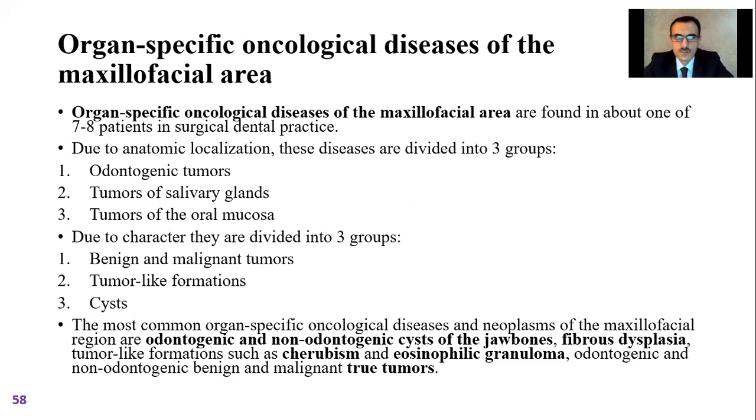Organ-specific oncological diseases of the maxillofacial area are found in about 1 of 7 to 8 patients in surgical dental practice. Due to anatomic localization, these diseases are divided into 3 groups. First, odontogenic tumors. Second, tumors of salivary glands, and third, tumors of the oral mucosa. Due to character, they are divided into 3 groups: benign and malignant tumors, tumor-like formations, and cysts. The most common organ-specific oncological diseases and neoplasms of the maxillofacial region are odontogenic and non-odontogenic cysts of the jawbones, fibrous dysplasia, tumor-like formations such as cherubism and eosinophilic granuloma, and odontogenic and non-odontogenic benign and malignant true tumors.